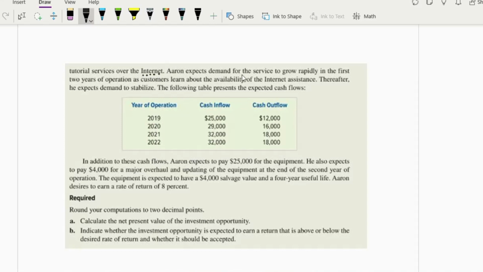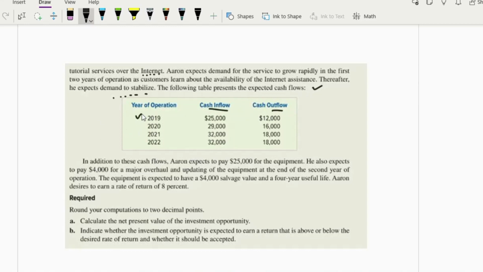Arun expects demand for the services to grow rapidly in the first 2 years of operations as customers learn about the availability of the internet assistance. So he says that in the first 2 years there will be an increase in the inflows, and thereafter he expects demands to stabilize. So after that there will be a stabilized demand. The following table presents the expected cash flows. When they say cash flows, they mean inflows and outflows.